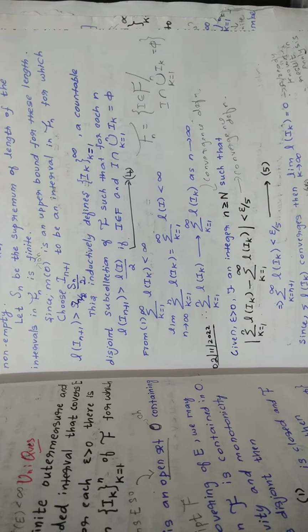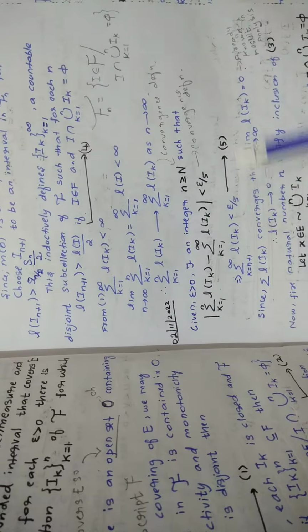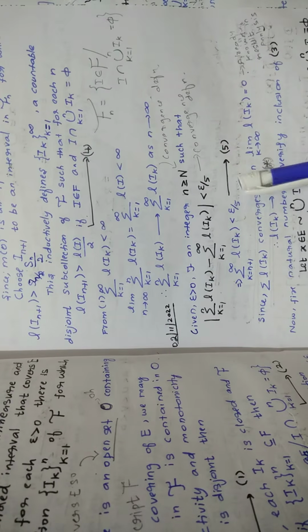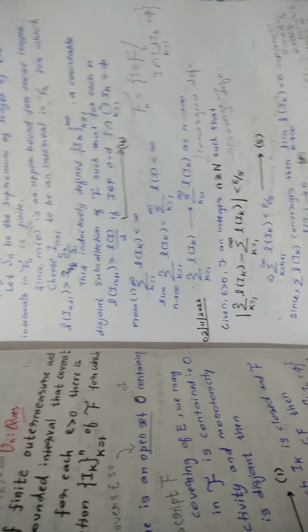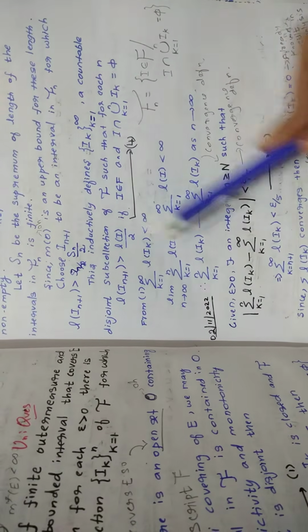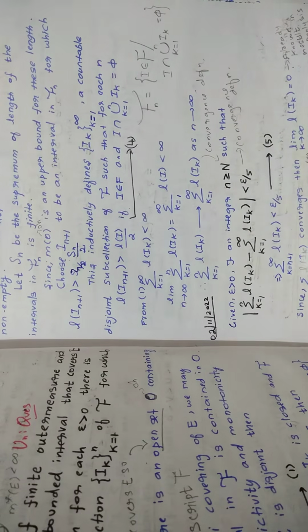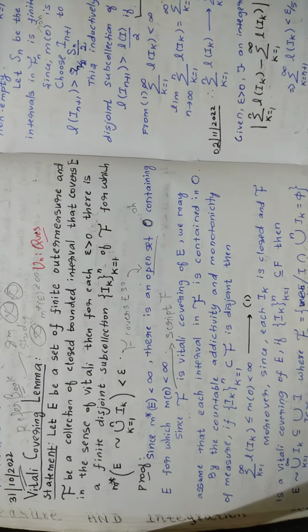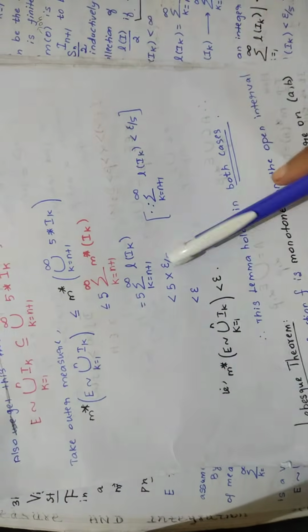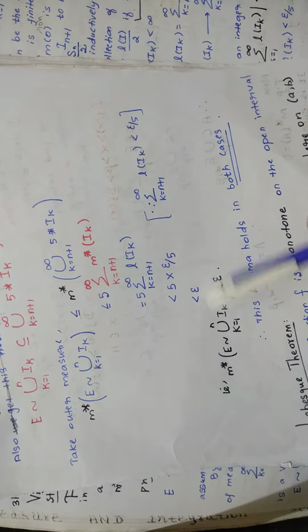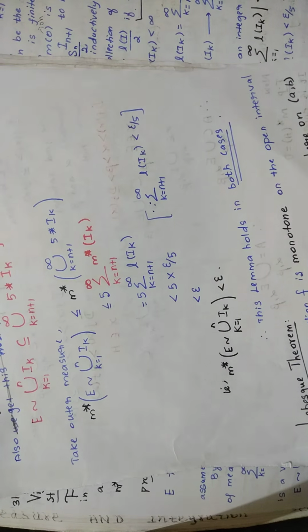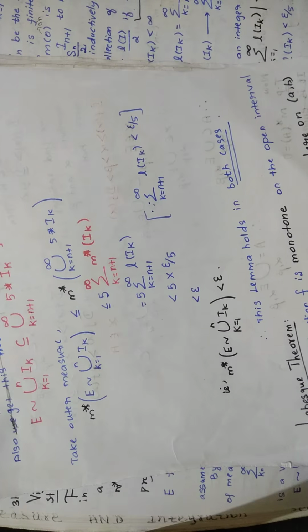Here you can see that step, and they are marking it as equation number 5, no? Look at the above steps. You can add this also in between. So in the place of that you are putting epsilon by 5. From this you will get less than epsilon. So finally you proved the Vitali covering lemma, right? So in both cases the lemma holds. The lemma is true. Thank you.